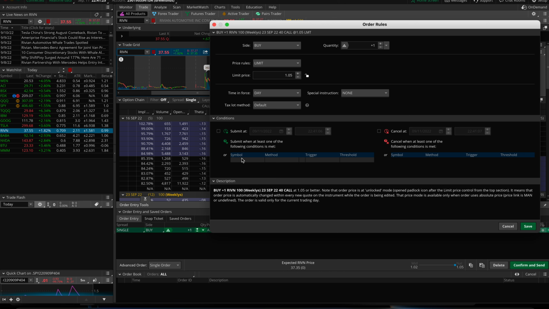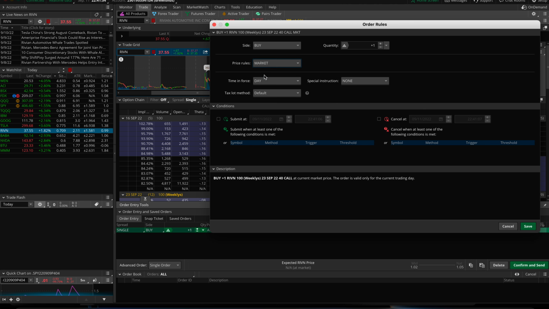You can make up all sorts of stuff. In this case, what I'm going to do is say, hey, I want to buy. I'm going to accept a limit here. I'm going to actually change this over to market, because I don't know what the price is going to be when it gets to 38, right?